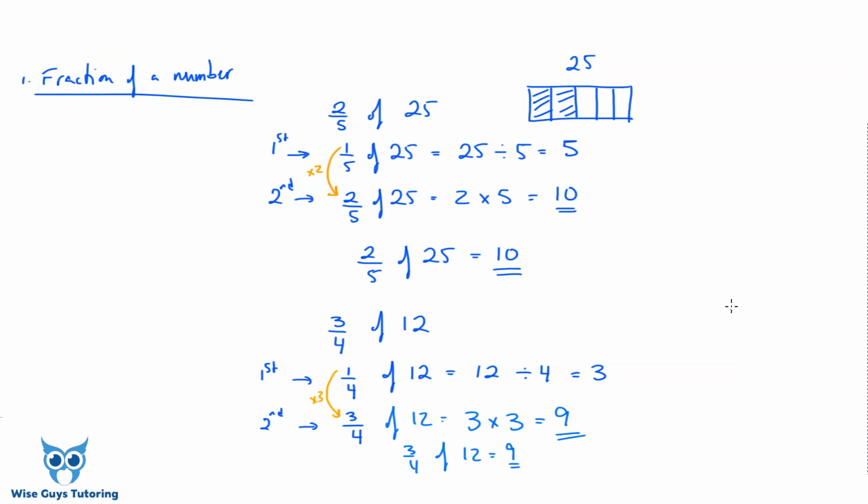And we did the same thing with the 3/4. So I don't need to find 3/4 of 12 directly. I just need to find 1/4 of 12, which is 12 divided by 4. After that, once we have our answer of 3, since we have 3/4, we multiplied it by 3. And that gave me the answer of 9.